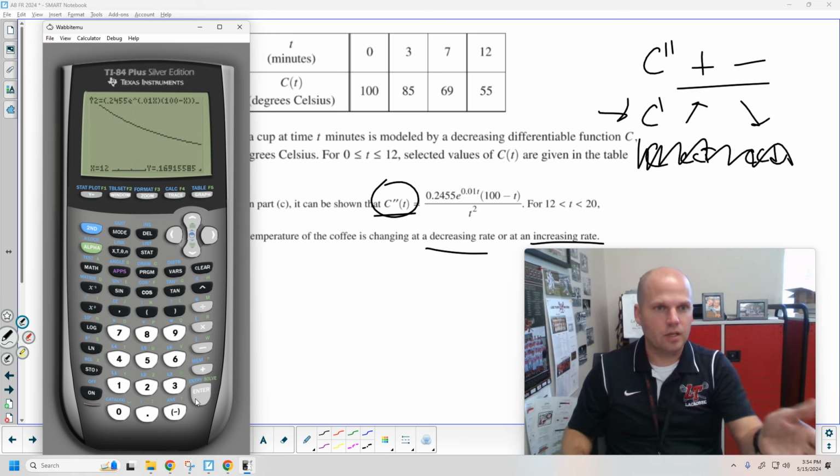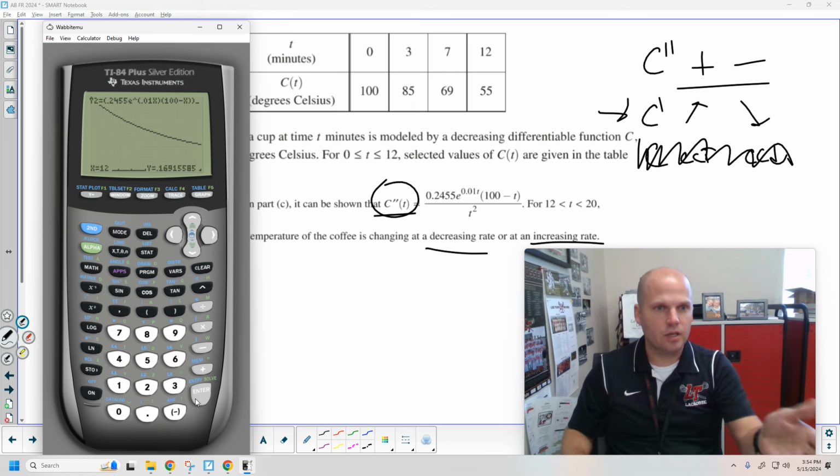Or the temperature of the coffee is changing at an increasing rate. This is probably easy enough. Since the second derivative is positive, the rates are increasing. Cool.